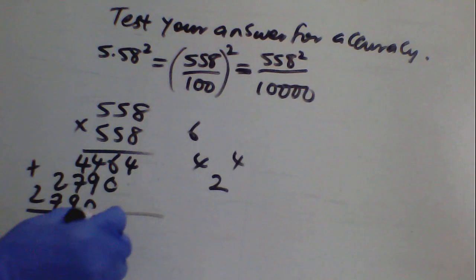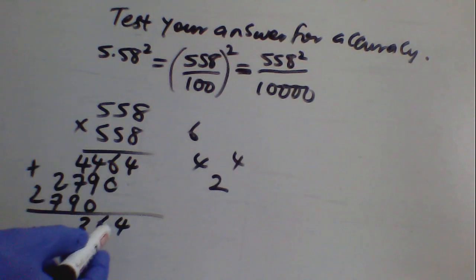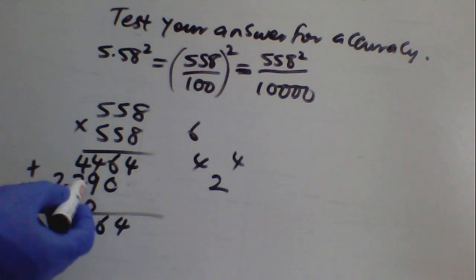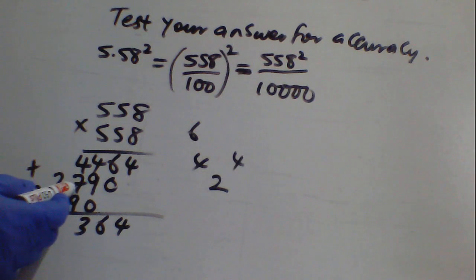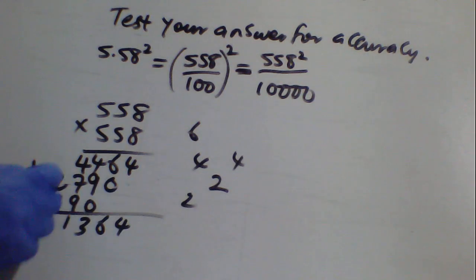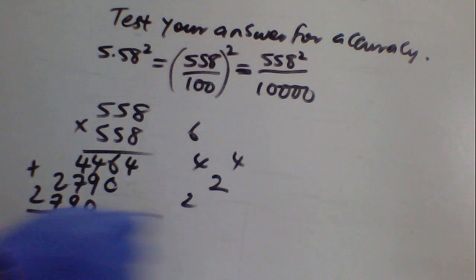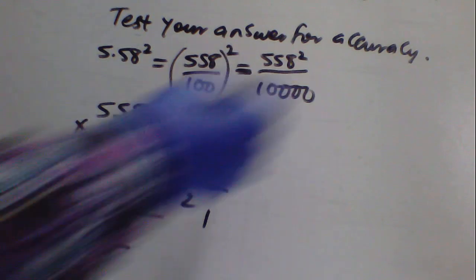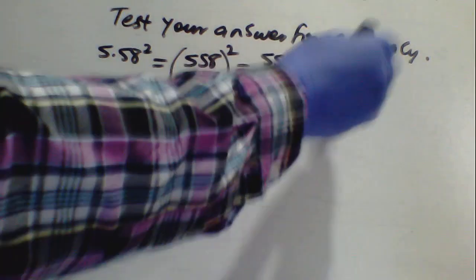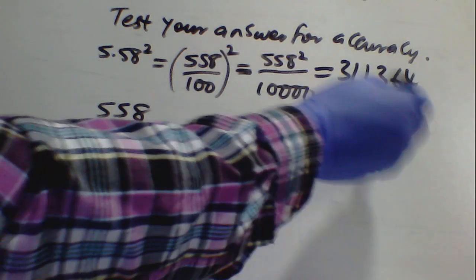So you add up. You have 4, 6, 3, 4 plus 9 will give us 13. You write 3, carry 1. From here, put that one here immediately. That gives us 10. 10 plus 7 will give us 17. Plus 4 will give us 21. You write 1, carry 2. 2 plus 7 will give us 9. Plus 2 will give us 11. You write 1, carry 1. 2 plus 1 will give us 3. So here you have what? 311,364 divided by 10,000.